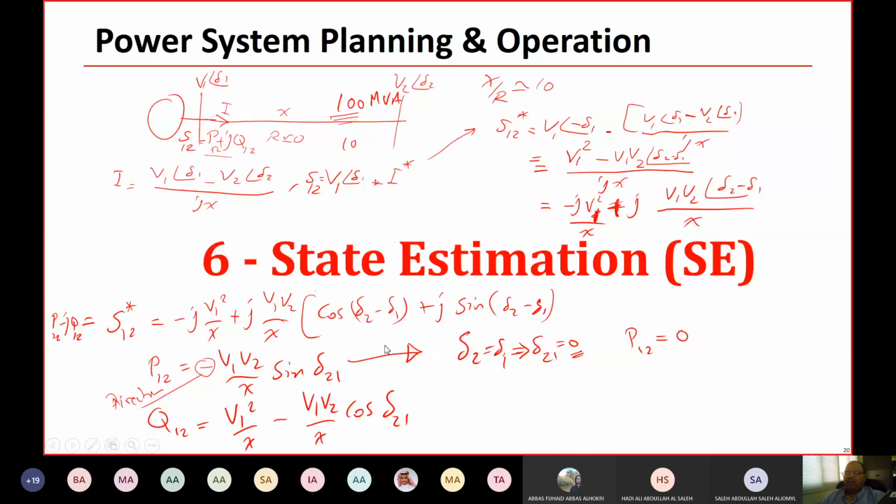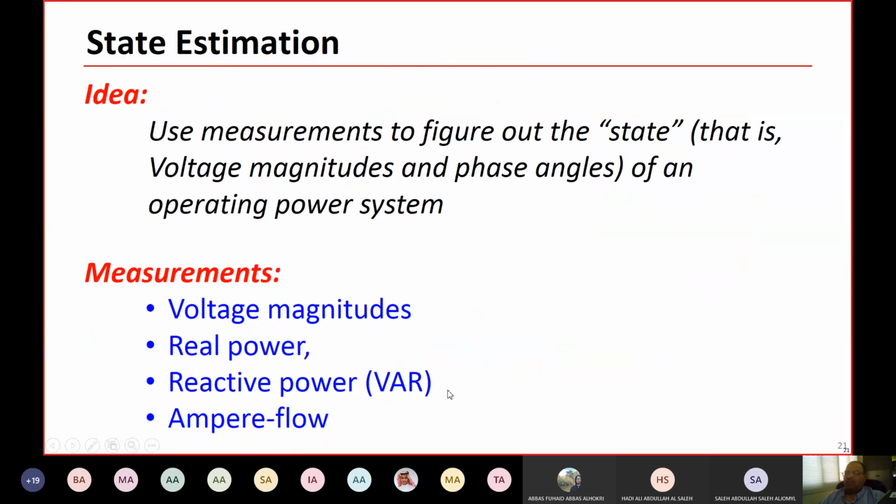And state estimation is another problem. In simple words, the idea is to use measurements to figure out the state, that is, the voltage magnitudes and phase angles of an operating power system. As we mentioned earlier, we cannot install current transformers and voltage transformers at each substation. We have only some measuring substations. Based on these measurements, we need to estimate the voltage magnitudes and angles.